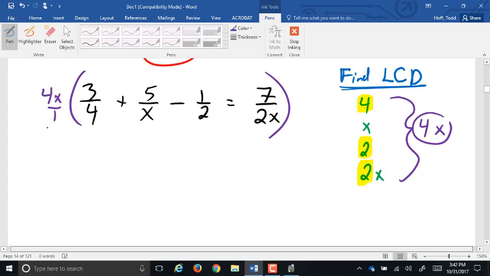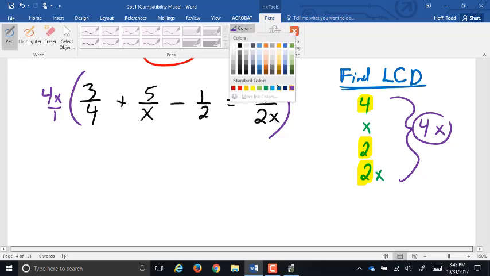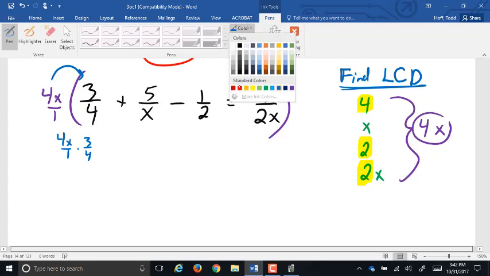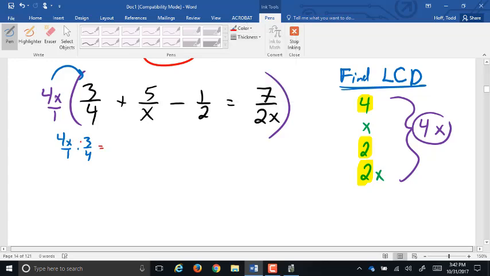Now I'm going to make it 4x over 1 because these are all fractions, and it's easier to multiply fractions by other fractions. So we're going to do the 4x over 1 times 3/4. 4x times 3 is 12x. 1 times 4 is 4. 12x divided by 4 is 3x.